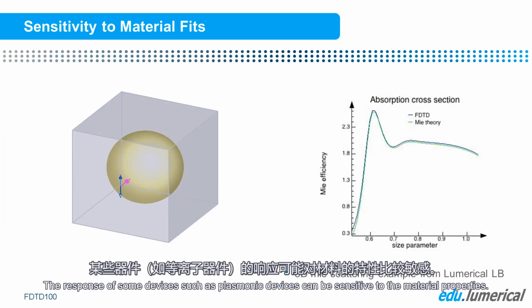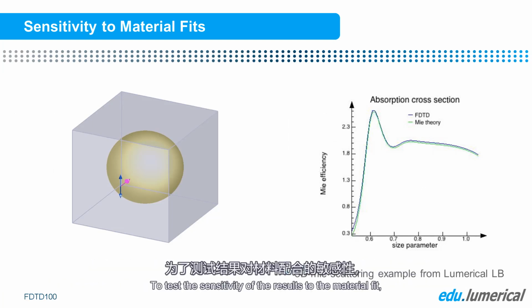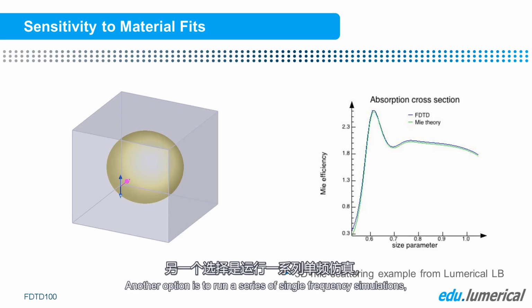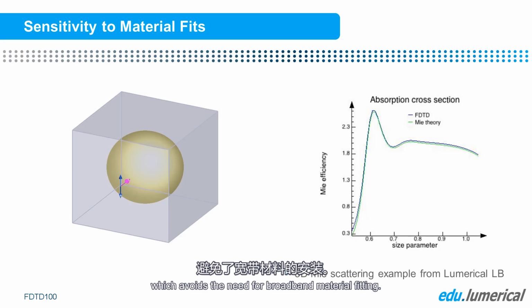The response of some devices, such as plasmonic devices, can be sensitive to the material properties. To test the sensitivity of the results to the material fit, rerun the simulation with several different fits. Another option is to run a series of single frequency simulations, which avoids the need for broadband material fitting.